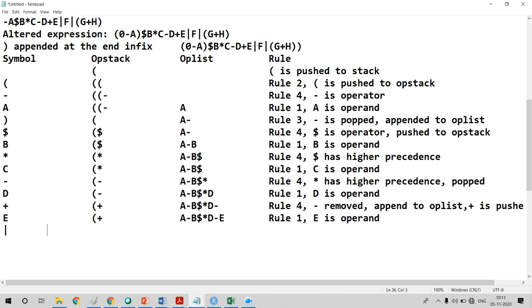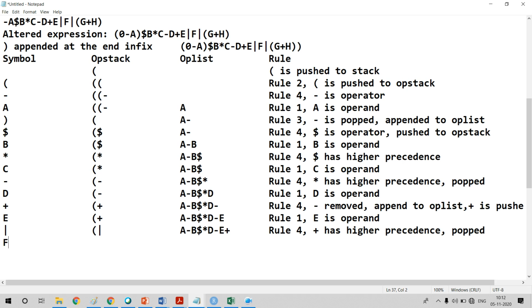The next symbol is R. The R is of lower priority. Higher priority symbol must be removed. So plus is removed. That is added at the end of the expression. The rule number 4 says higher or equal priority symbol must be removed as higher precedence. The plus has higher precedence. So it is removed.